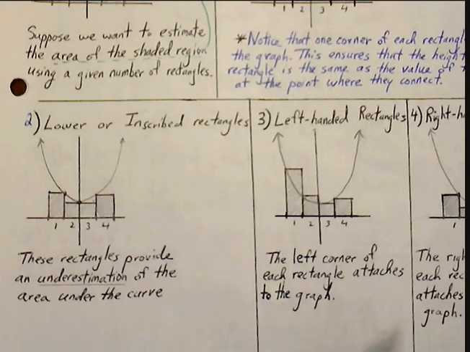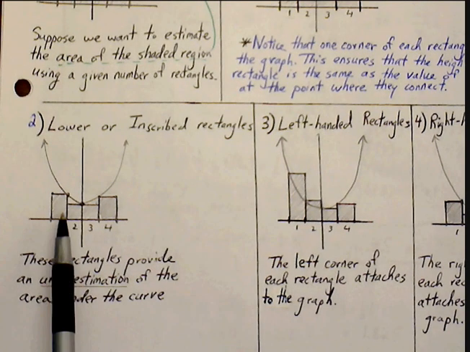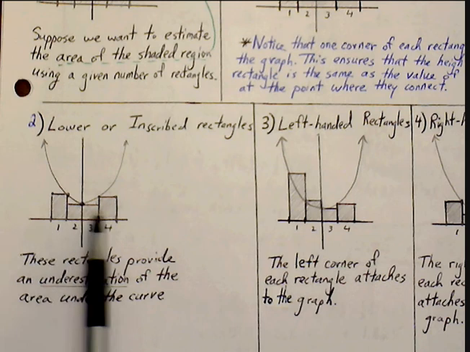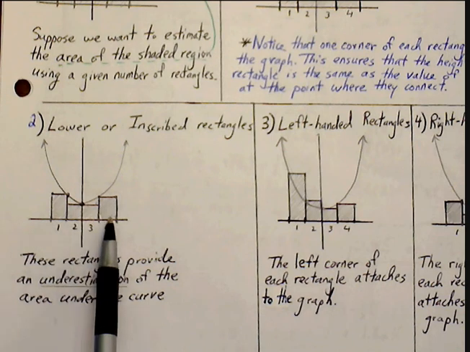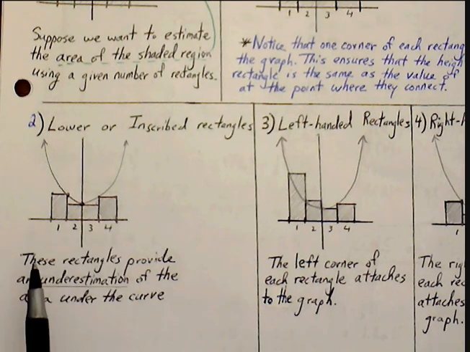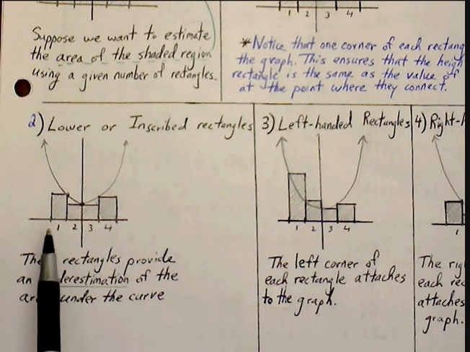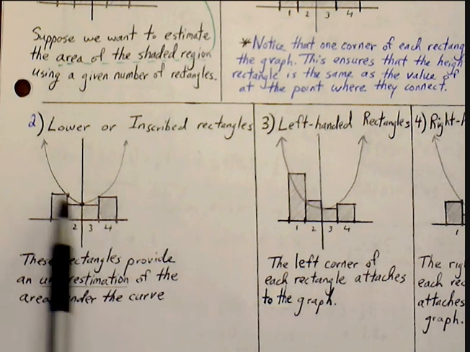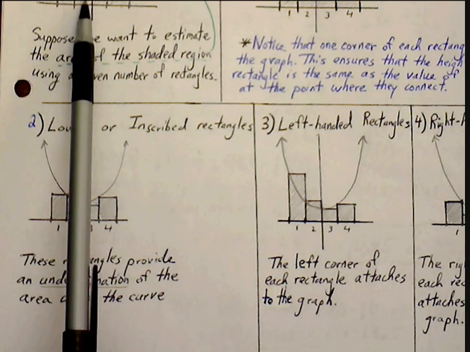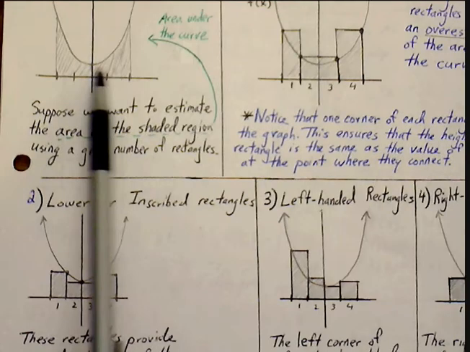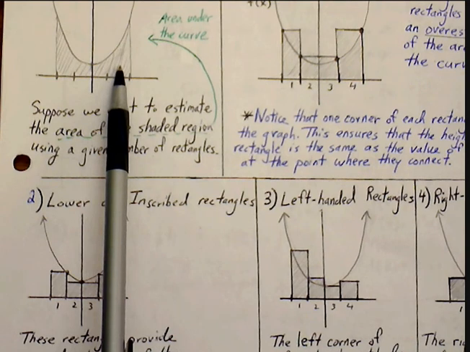Okay, the second type is lower or inscribed rectangles. This is where we are purposely going to be finding an underestimation of the area under the curve using a number of rectangles. In this case, we're going to stick with 4 rectangles. Here we have gaps that are going to be below the curve. So if we find the area of these 4 rectangles added together, it is going to be less than the area of the actual region.